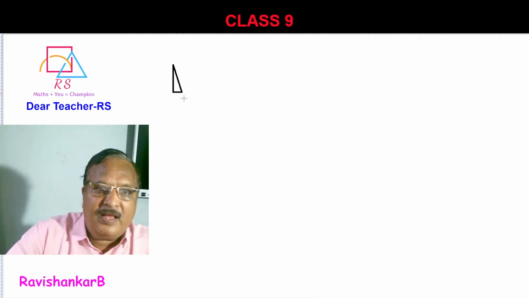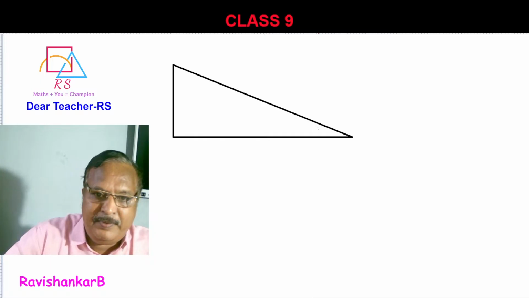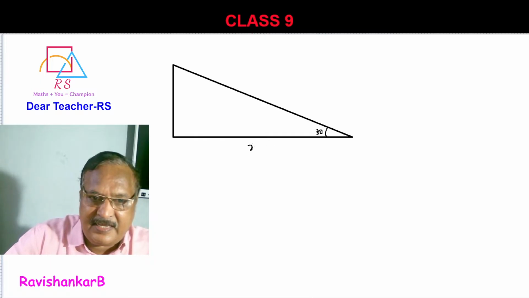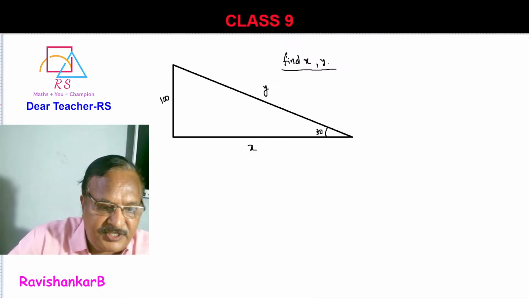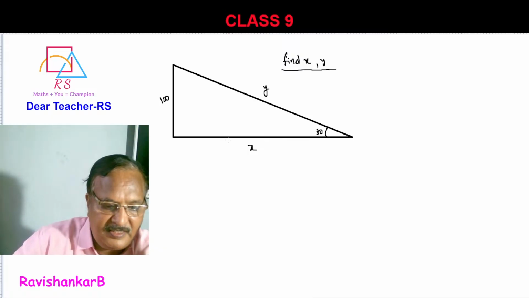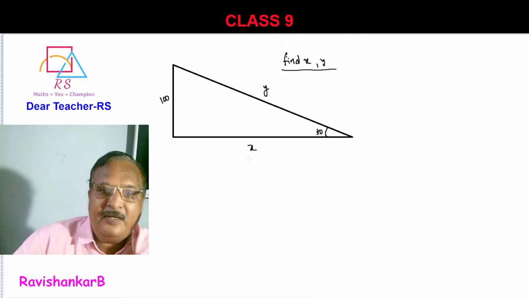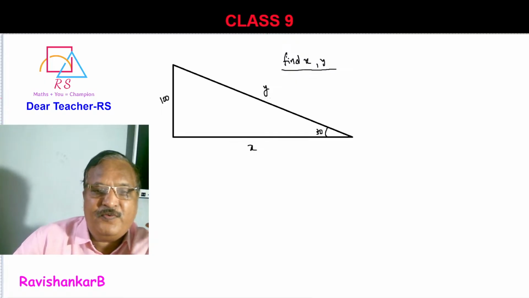Here this is a right angle triangle. I will not put any names or labeling. This is 30 degrees, this is x, this is y, and this is 100. Find x and y. This is in simple trigonometric applications. So how to find x, and how to find y?